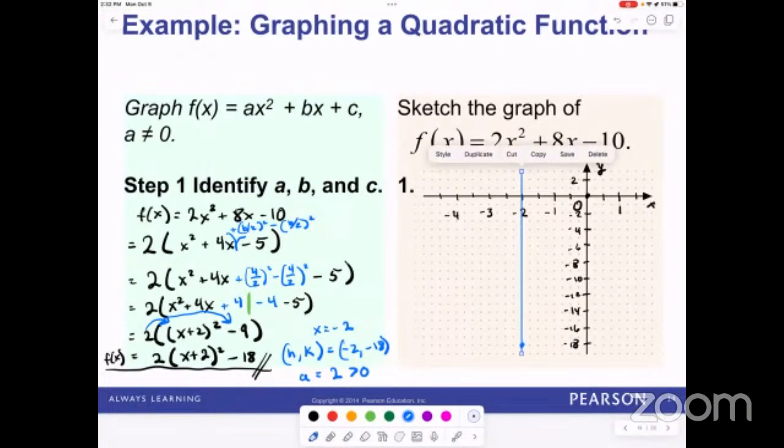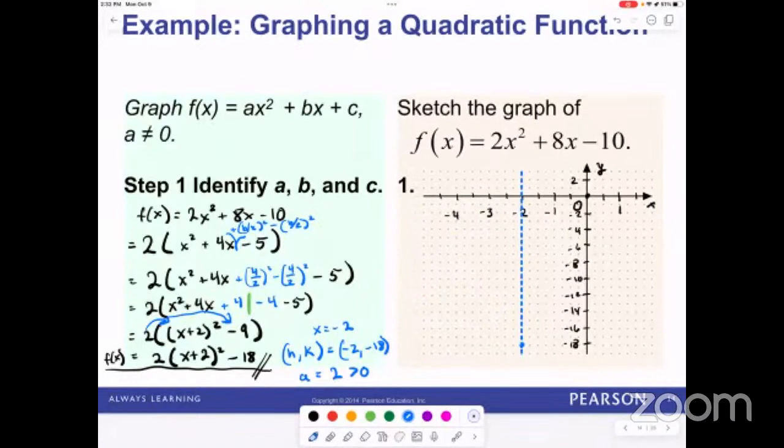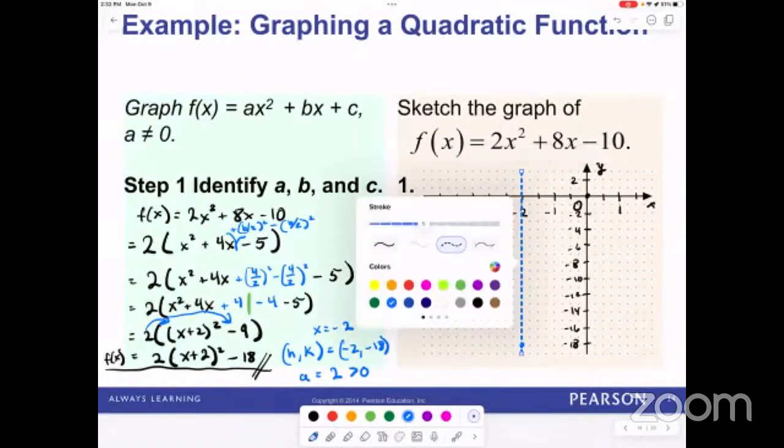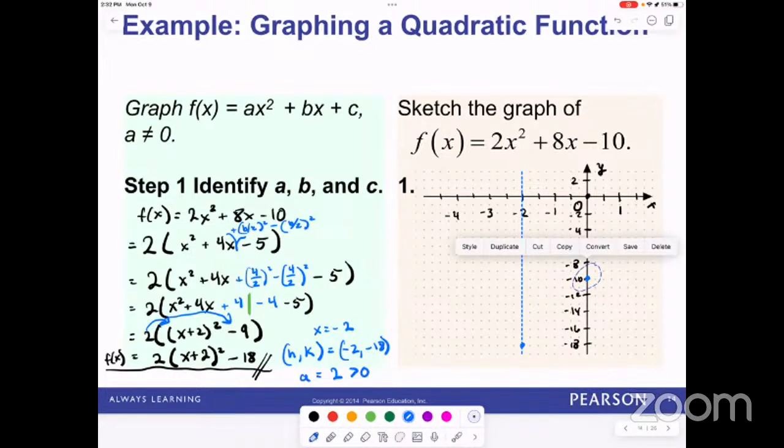Style, we want dashed about that thick. Let's make it a little bit thinner. Just to help our point to pop. When x is 0, y is what? Negative 10. So if I paste right here. So notice when we go 2 to the right, we were at negative 10. So then when we go 2 to the left, we should be at negative 10. So then we'll just paste right along here, right there.